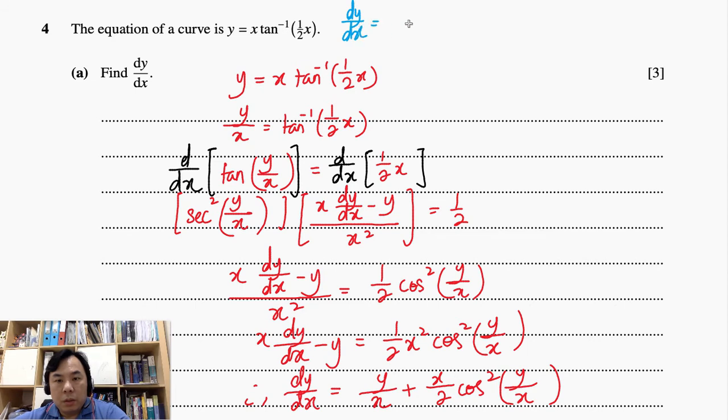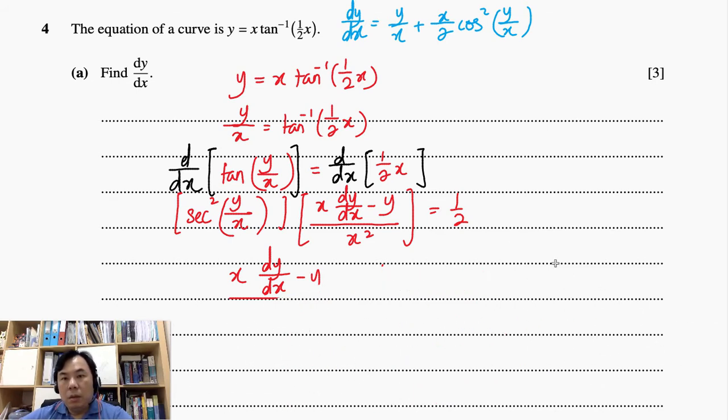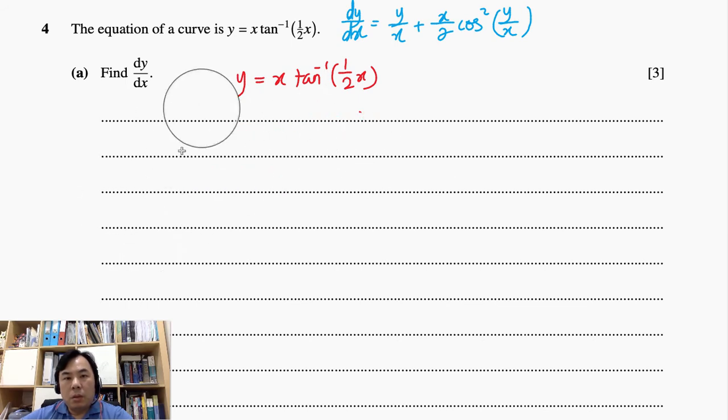So dy/dx is actually equal to y over x plus x over 2 cosine square y over x. Now that's the method that I have applied. Of course, there are other methods that you can use.